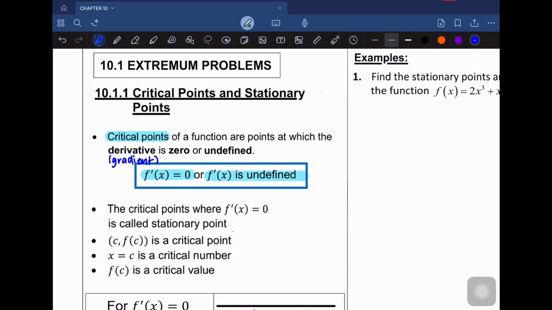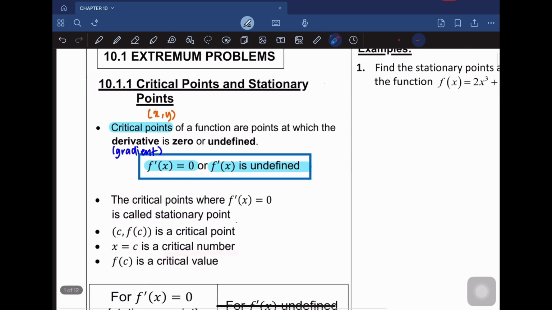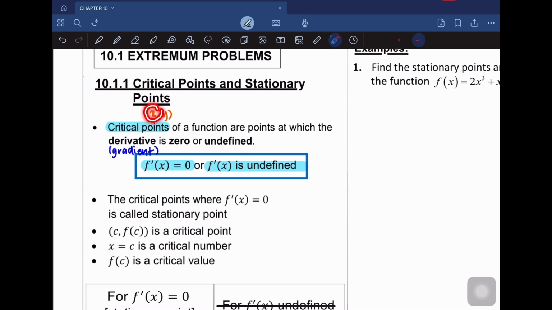Bila points dekat sini meaning that it must be a coordinate, so dia mesti dalam bentuk x, y, atau c, f(c). C tu adalah critical number. Untuk koordinat x ni kita akan panggil dia critical number, dan untuk nilai y pula kita akan panggil dia critical value. f(c) is the critical value. So x ni adalah critical number, y ini adalah critical value.